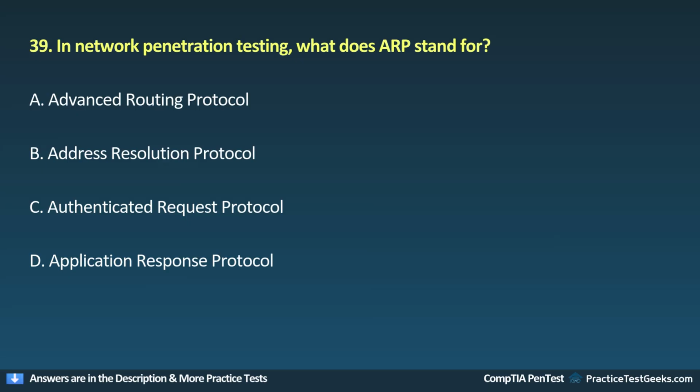39. In network penetration testing, what does ARP stand for? A. Advanced Routing Protocol. B. Address Resolution Protocol. C. Authenticated Request Protocol. D. Application Response Protocol.